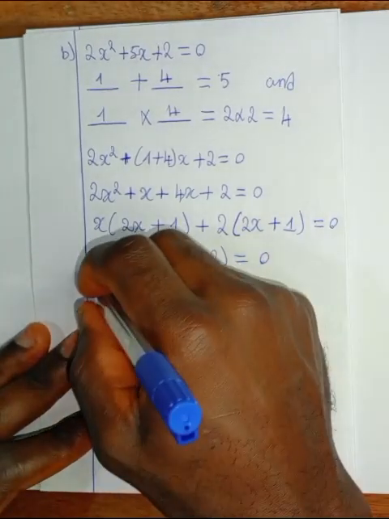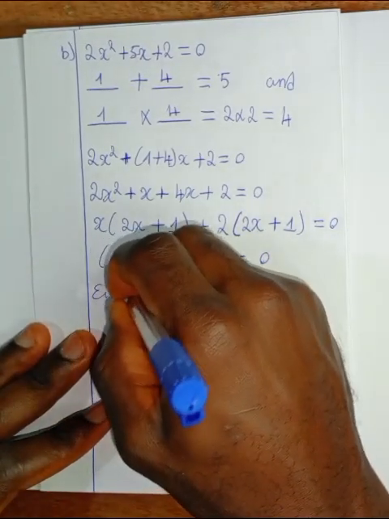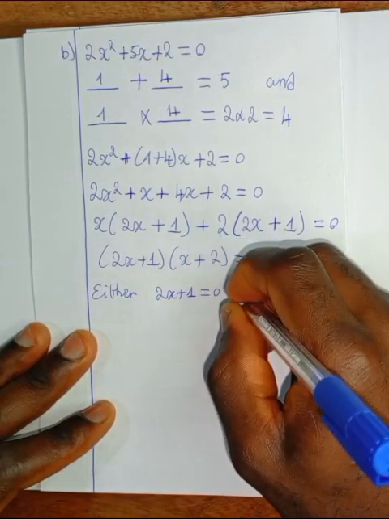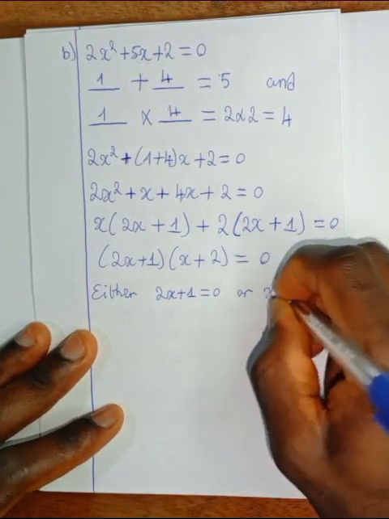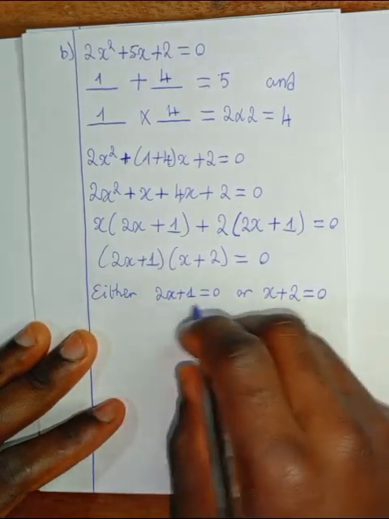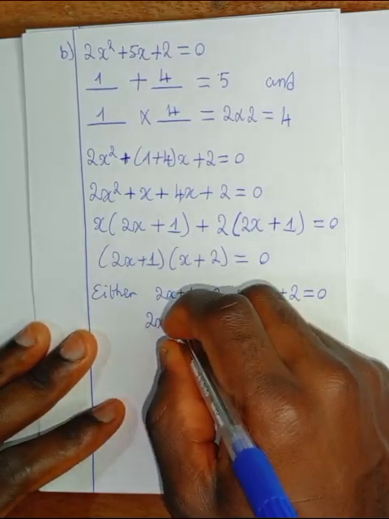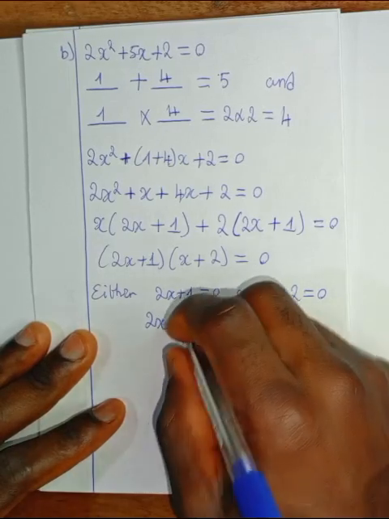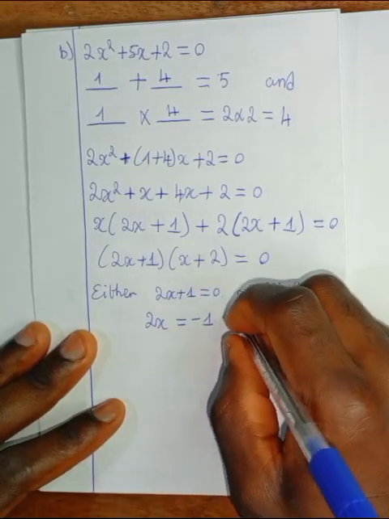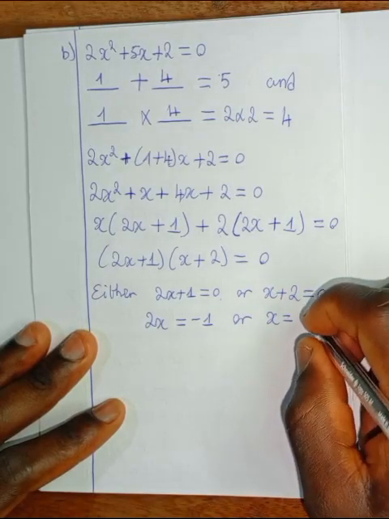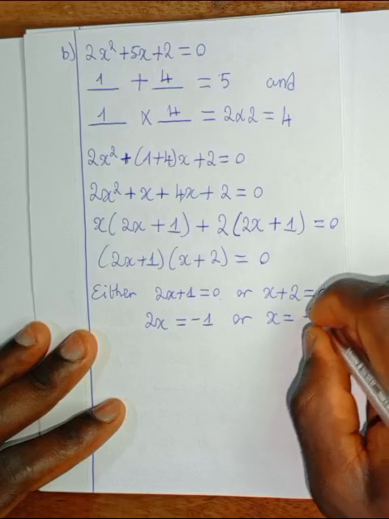So at this level, we are going to say either 2x plus 1 is equal to 0 or x plus 2 is equal to 0. Here, this will give us 2x to be equal to, we are going to transfer positive 1 to the right hand side, which becomes negative 1. Or x will be equal to, we transfer positive 2 to the right hand side, which gives us negative 2.